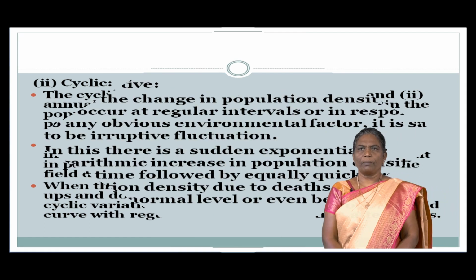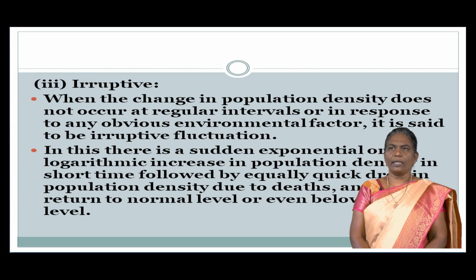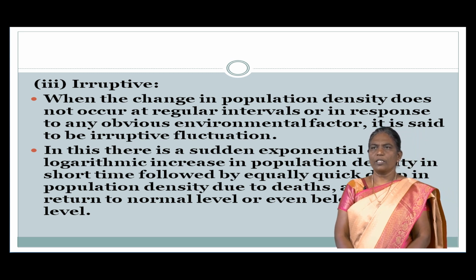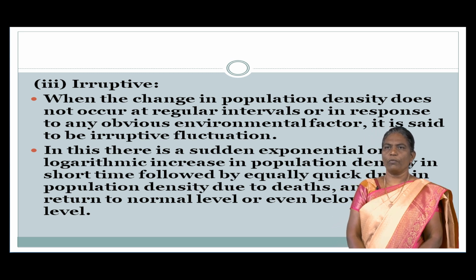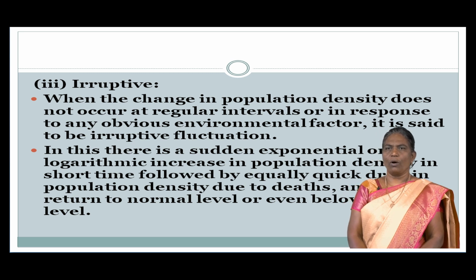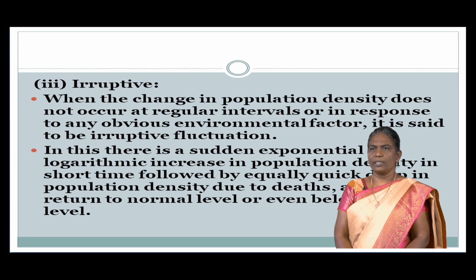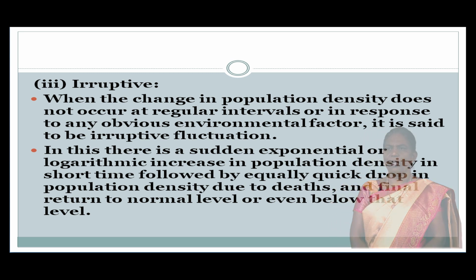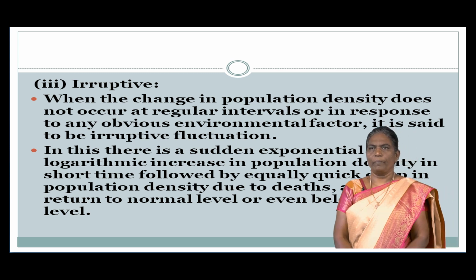The last one is eruptive. When the change in population density does not occur at regular intervals or in response to any obvious environmental factor, it is said to be eruptive fluctuation. In this, there is a sudden exponential or logarithmic increase in population density in a short time, followed by an equally quick drop in population density due to deaths and final return to normal level or even below that level.